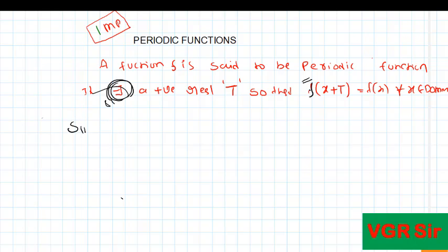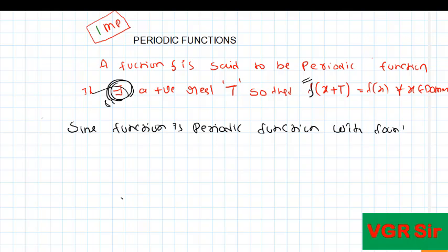Sin function is a periodic function with the fundamental period 2 pi. Several t's exist. Among all t's, the least one is called its fundamental period. This is the definition. Important. Definition is important. By using the definition only, we can find the period of any function.